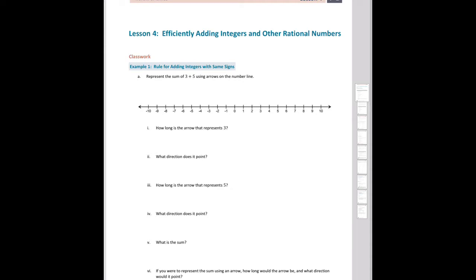Today we're going to be going over lesson 4. In lesson 4, we are going to be adding integers and other rational numbers. Remember that the difference is that an integer is a positive or negative whole number, whereas rational numbers include fractions or decimals.